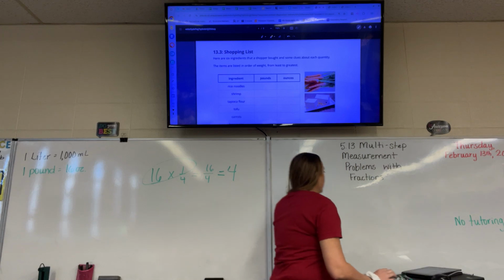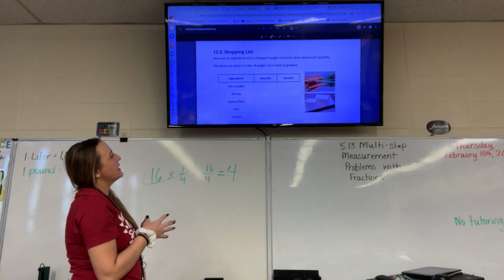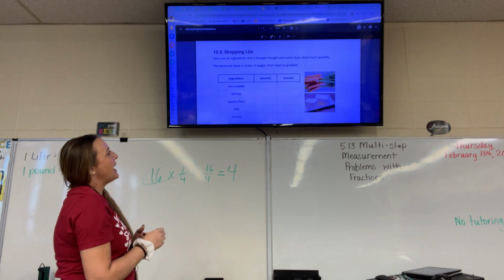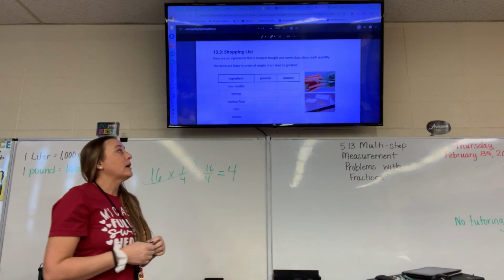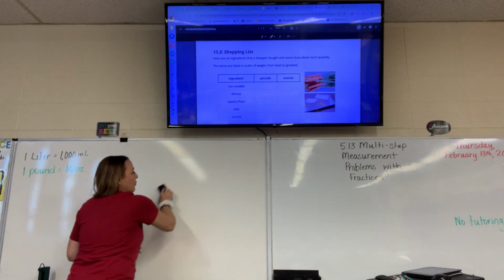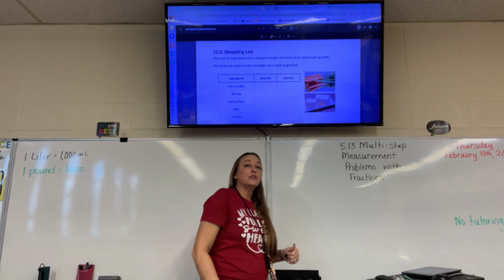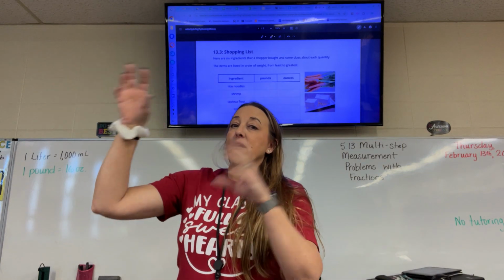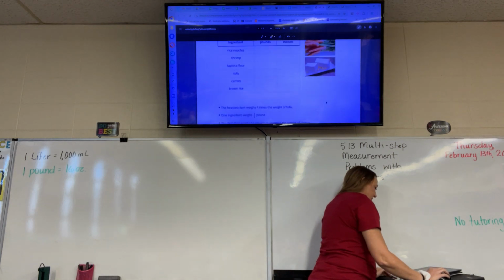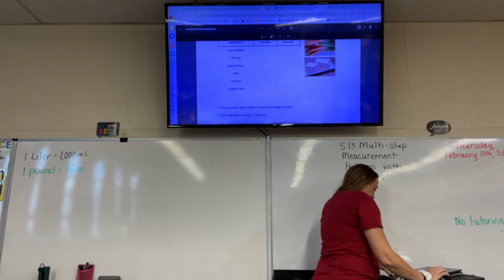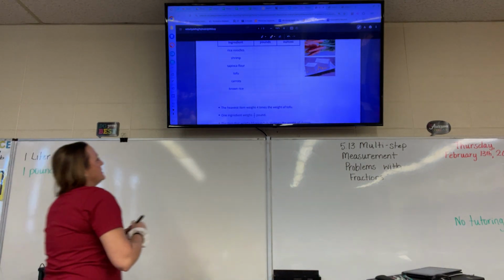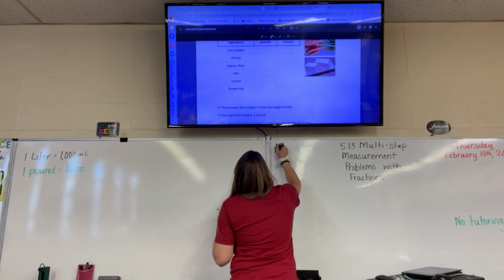a shopping list. It says here are 6 ingredients that a shopper bought and some clues about each quantity. The items are listed in order of weight from least to greatest. So we have to find their weight using the clues in pounds and then convert the pounds to ounces. So the first clue says the heaviest item, actually I'm going to write these over here because it's easier than going back and forth for me.